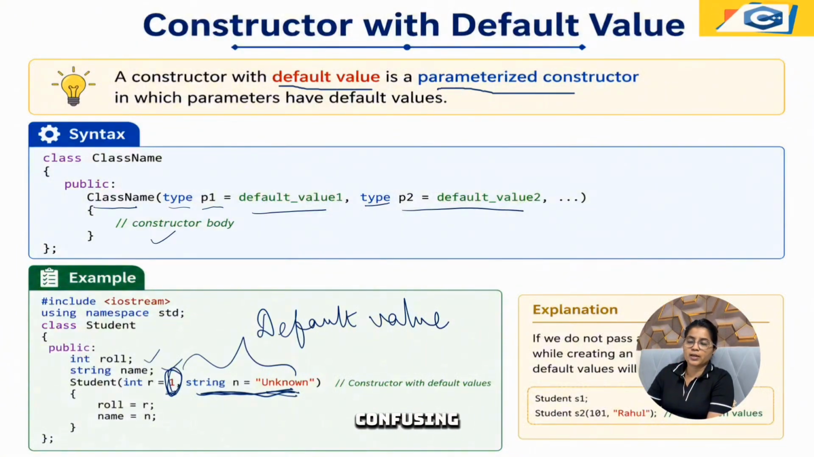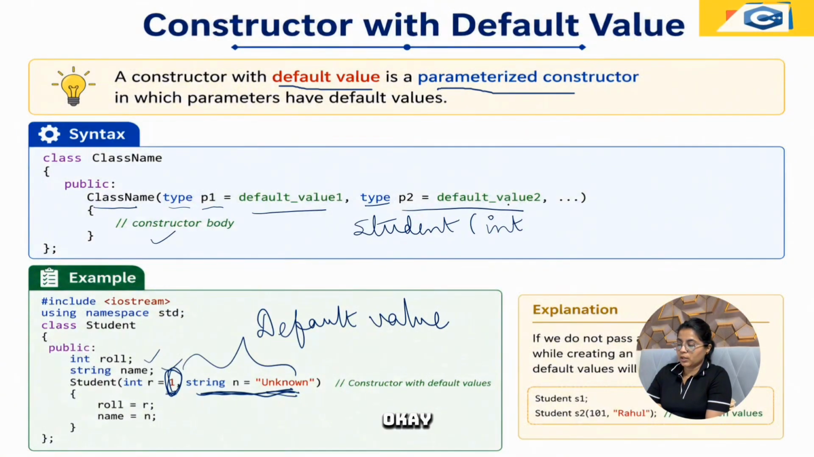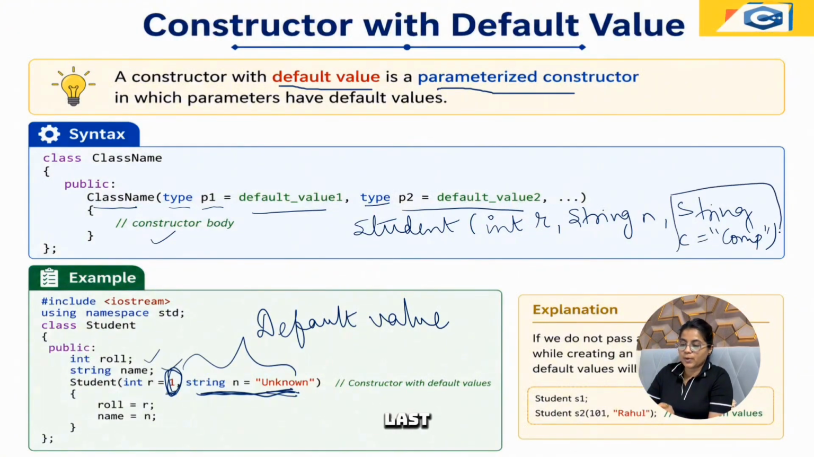A bit confusing, I guess. See, if I just want to give a default value to only one variable, int r, string name, suppose for course, I want to give the default value as computers. Okay, so that has to be the last parameter. Clear? We will see this example only.